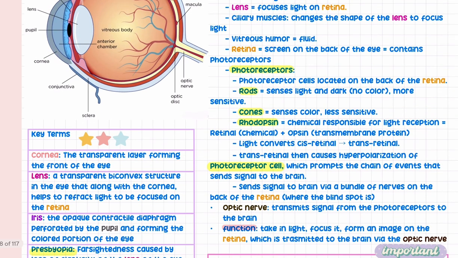And this is so important because photoreceptor cells are what prompt the chain of events that send signals to the brain. We have here the optic nerve. See this part, the optic nerve. The optic nerve will transmit signals from the photoreceptors to the brain. So the eye is able to take in the light, focus the light, form an image on the retina, and then transmit the signal to the brain via the optic nerve.